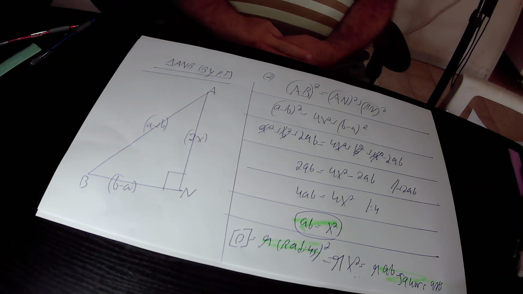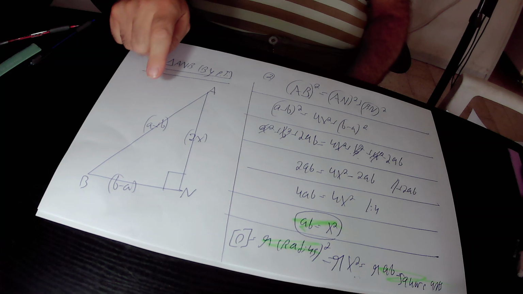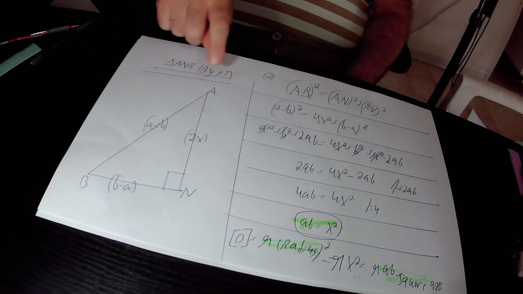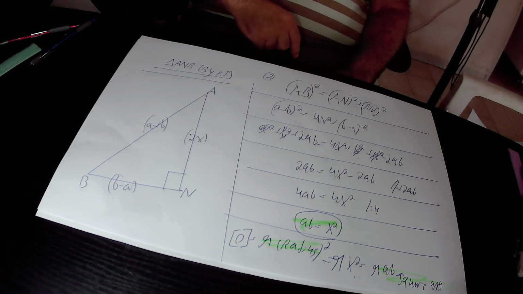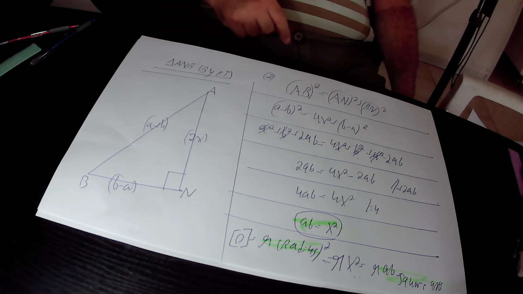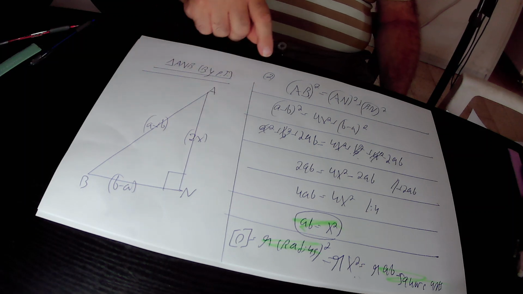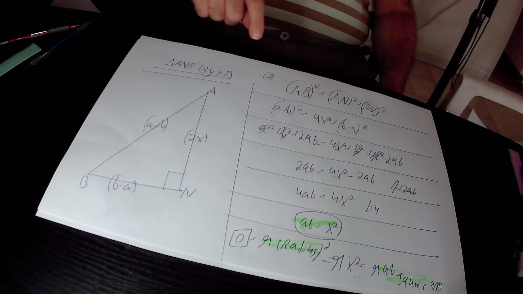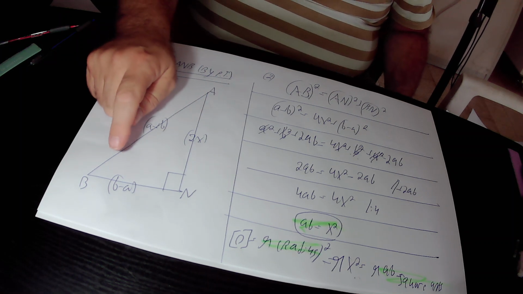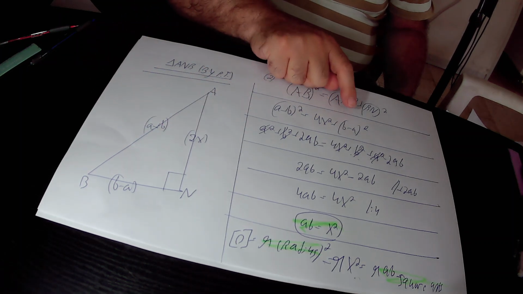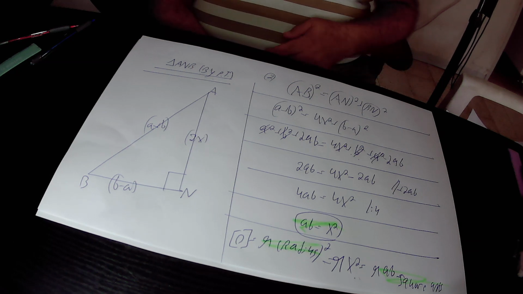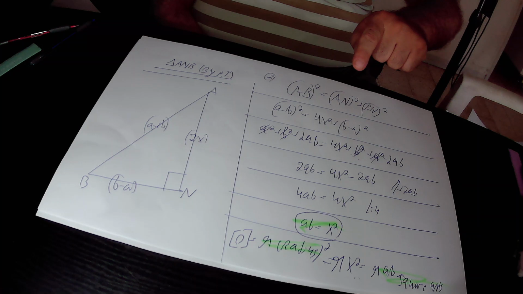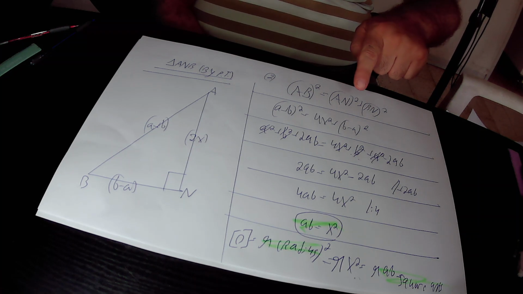In this right triangle ANB, AB squared, that is the square of the hypotenuse, equals AN squared plus NB squared. AB is a plus b, therefore AB squared is (a plus b) squared, and it is equal to AN squared. AN is 2x, therefore AN squared is 4x squared, plus NB squared. NB is b minus a, therefore NB squared is (b minus a) squared. So in total, according to the Pythagoras theorem, (a plus b) squared equals 4x squared plus (b minus a) squared.